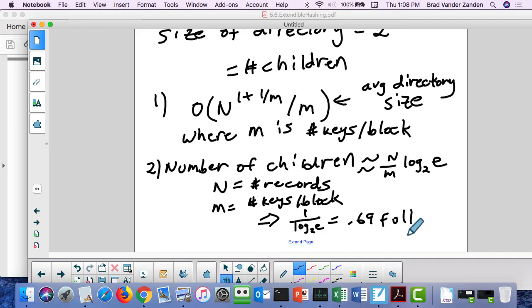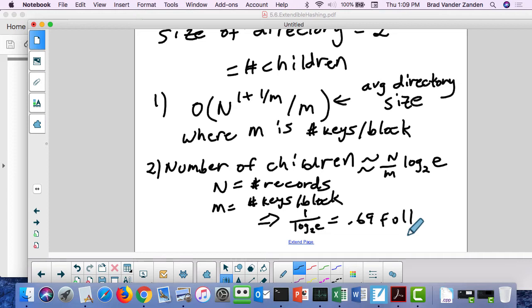As it turns out, that number of 0.69 is the average fullness of a B-plus tree node as well. It's interesting. They're both about 0.69. So even though we're not requiring any leaf in the extendable hash table to be even half full, it turns out that on average, they're still almost 70% full.